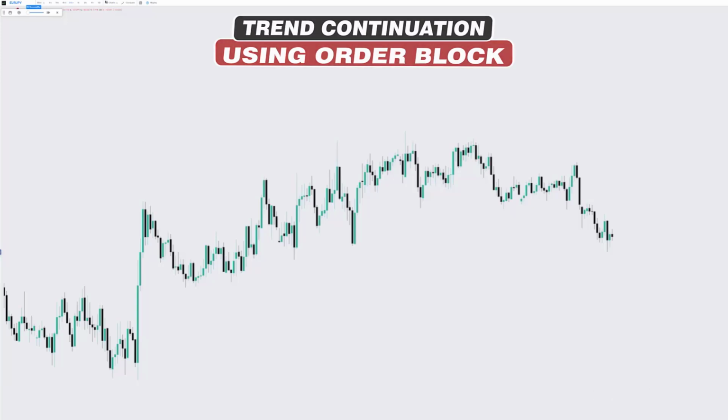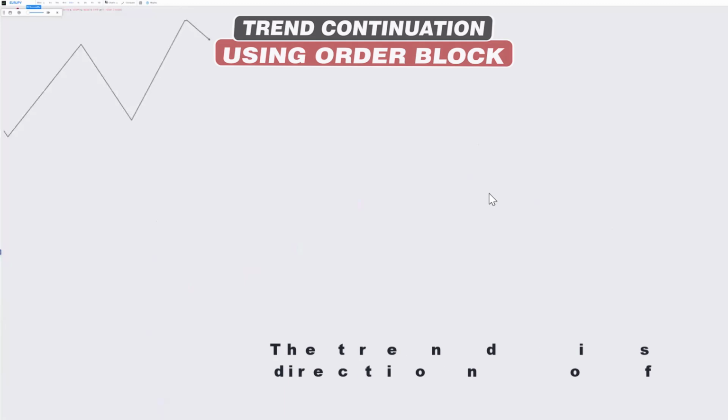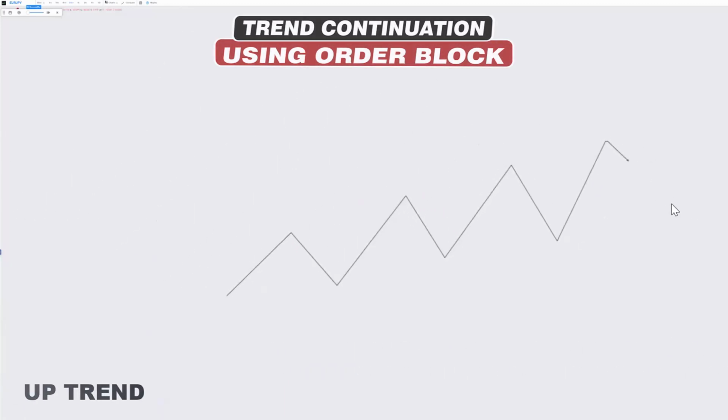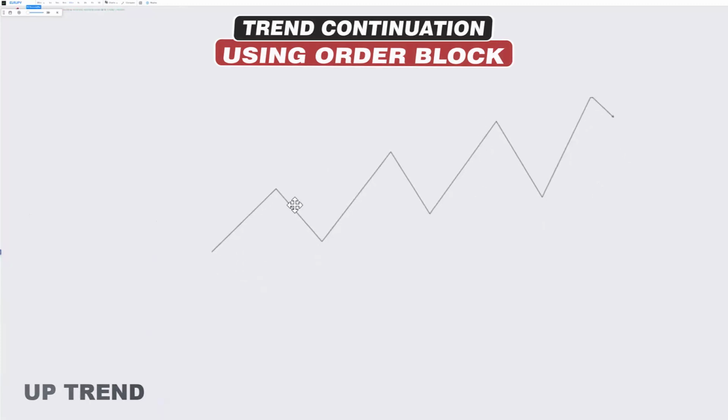So we're going to talk about the trend. I said the trend is your friend. Now, what is the trend? The trend is simply the current direction of the market. If you see something like this in the market, this simply means that the market is in an uptrend. Understanding the current direction of the market, this simply means that price is trending up.